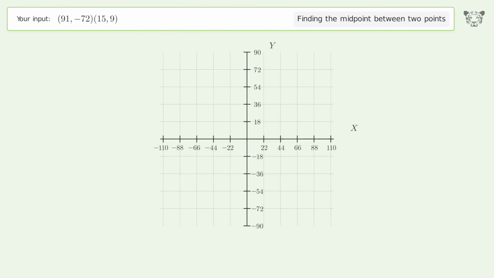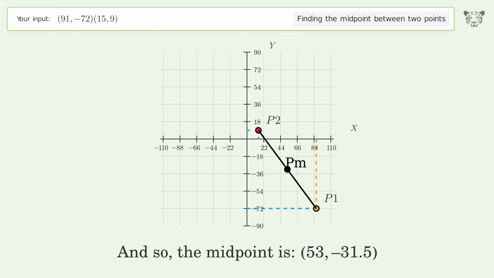And so, the midpoint is 53, negative 31.5.